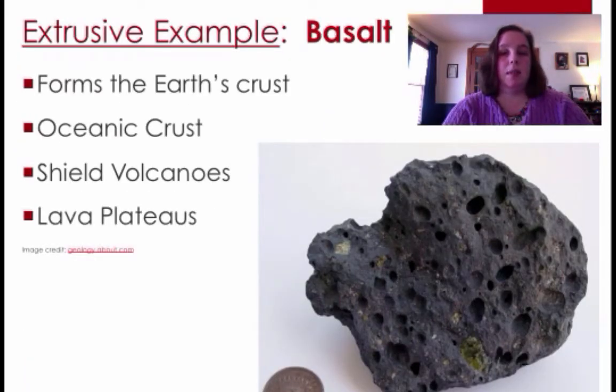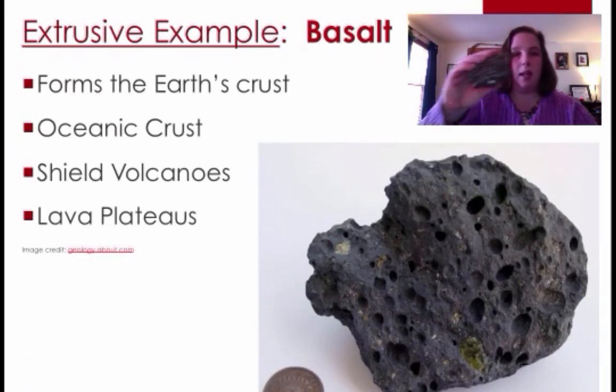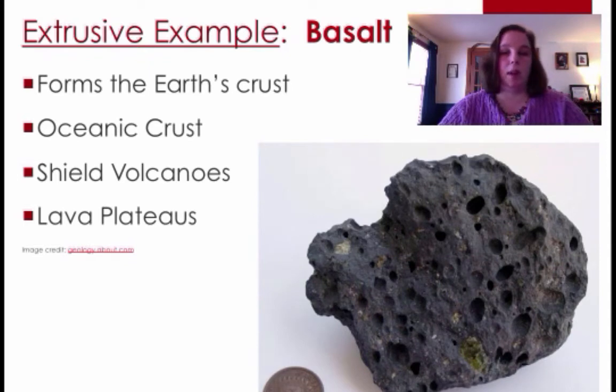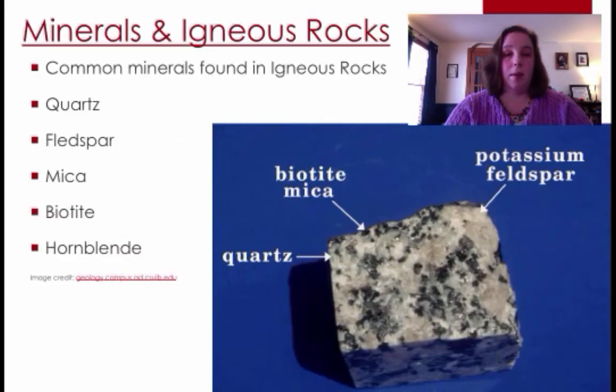So an example of this is basalt, and I was just showing you one like this. It forms from the Earth's crust, usually oceanic. It's from a specific type of volcano called a shield volcano. There's actually many different types, and they actually make up lava plateaus as well.